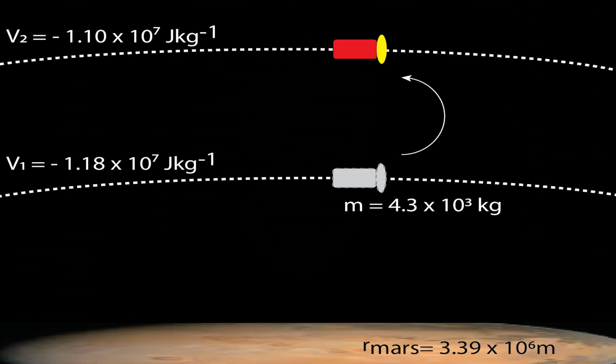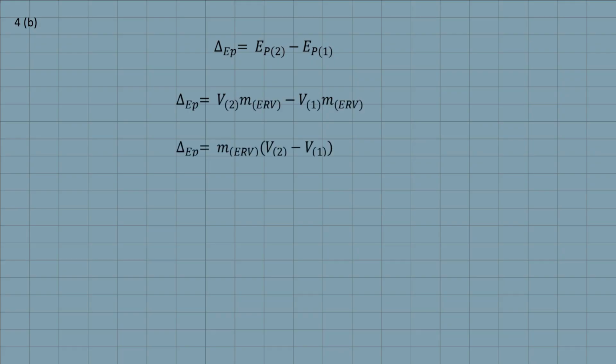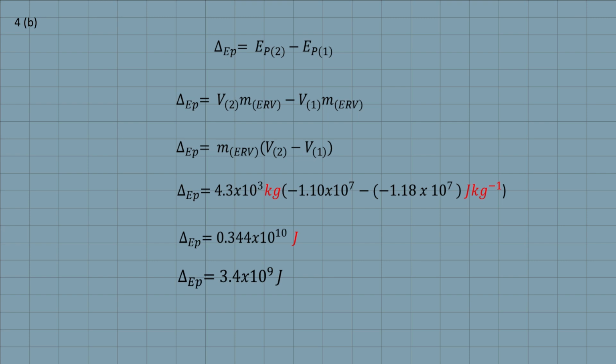Now we're asked to find its change in potential energy as it goes from the lower to the higher potential. The higher potential, this being negative 1.10 times 10 to the 7 joules per kilogram, is greater than negative 1.18 times 10 to the 7 joules per kilogram because it's less negative. Find the difference between these two gravitational potentials, multiply that by the mass of the vehicle, and you've got the changing gravitational potential energy of the vehicle as it moves from the lower to the higher gravitational potential.